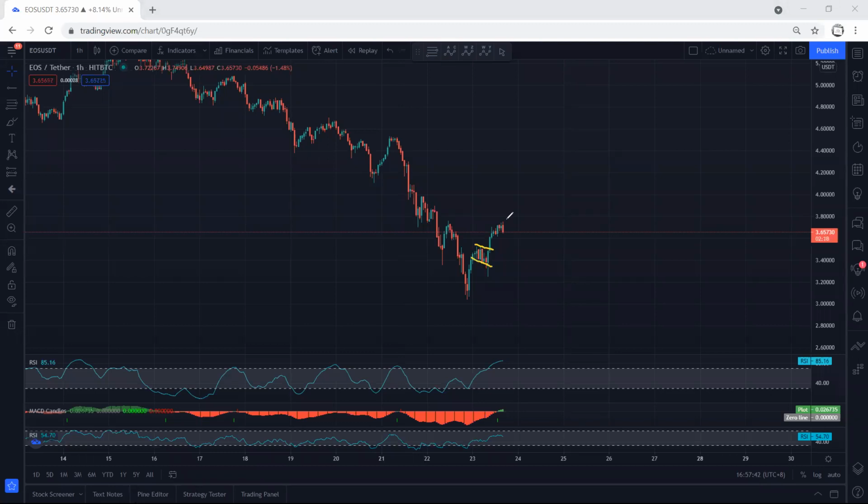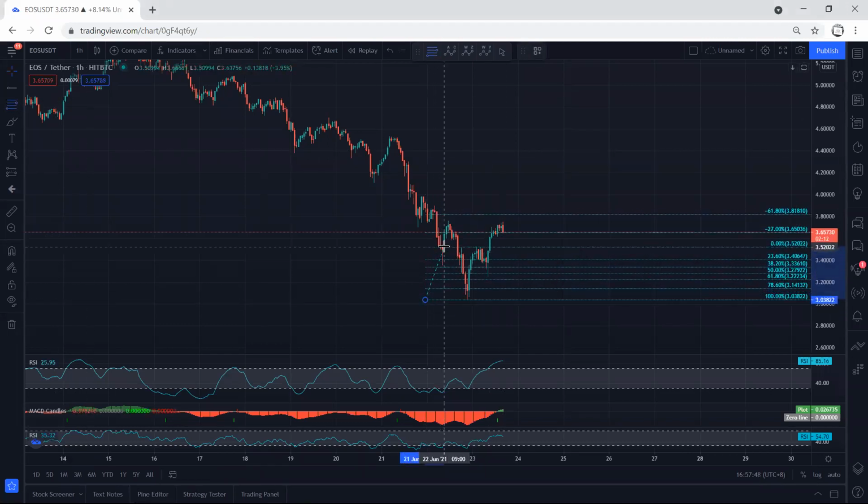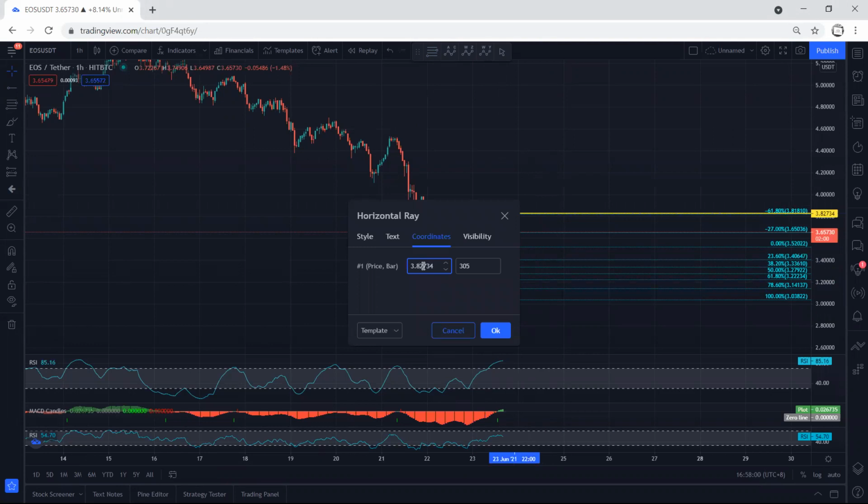And whoever got this trade, if they want to keep it, move their stop loss to break even. Because if we put our FIB here, as you can see, the price broke the 27%, and the next level is the 61%, which is somewhere around 3.83. We want to see whether the price can break this level or not.